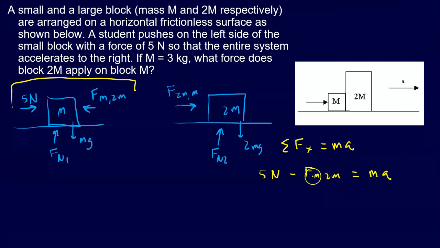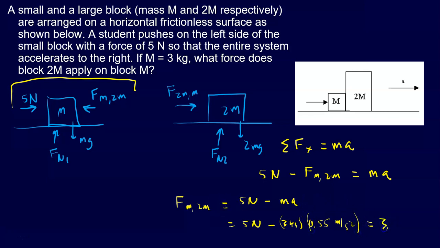And so we're actually trying to find this force. And so if I do a little bit of algebra, I'll get the force of m on 2m, and that should equal, when I flip that around, it'll come out to be 5 newtons minus ma. And so if I plug this in, I get 5 newtons minus, again, this mass is 3 kilograms, and our acceleration was 0.55 meters per second squared. And if you figure this out, allowing for rounding errors, you get the same force. So either way it works.